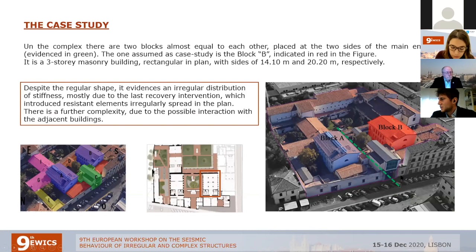And here you can see the two symmetric blocks over the entrance. This block B is a rectangular masonry building, here you can see the plan, and here you can see some of its characteristics. Despite the regular shape, it evidences an irregular distribution of stiffness, mostly due to the last recovery interventions, to the introduction of the stairways in this part. And it is also inserted into an aggregate, as you can see from the pictures.